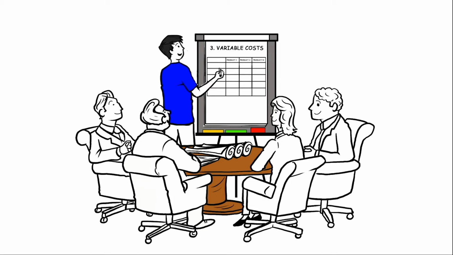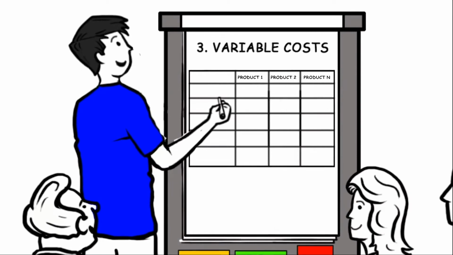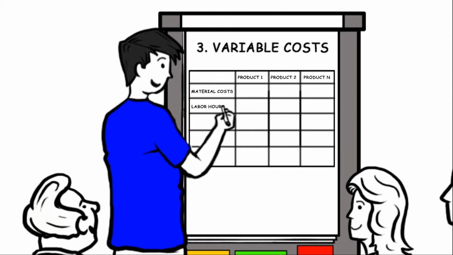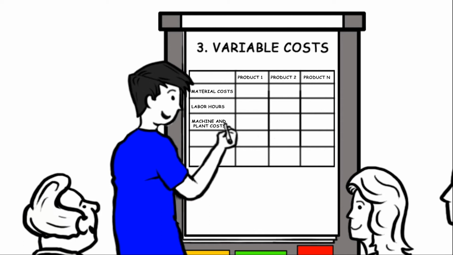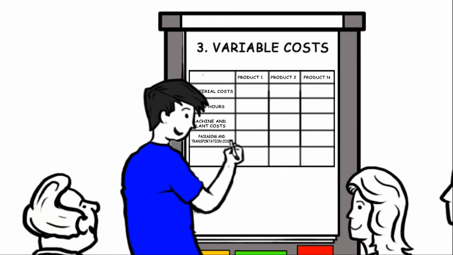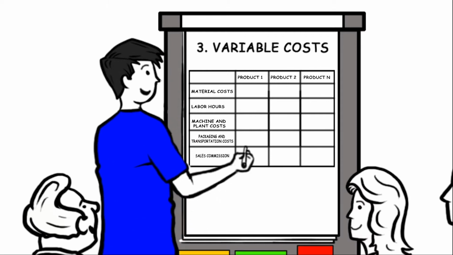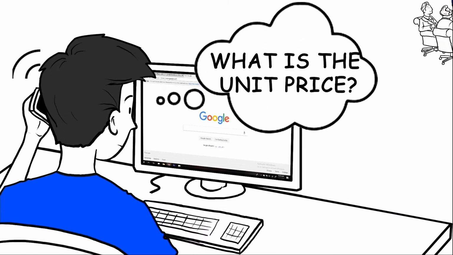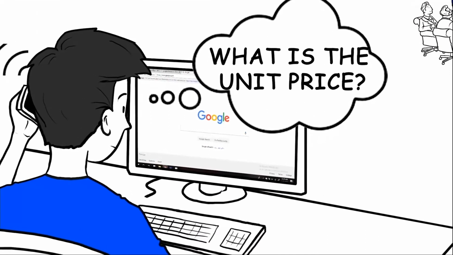Variable costs can be estimated based on a list of what goes into each product, such as, for example, material costs, if your product is a physical item, labor hours and minutes that go into each product or service unit, machine and plant costs, if these can be attributed to individual product or service units, packaging and transportation costs, sales commission, and so on. To prepare a realistic estimate of variable costs, you need to obtain cost prices from suppliers.